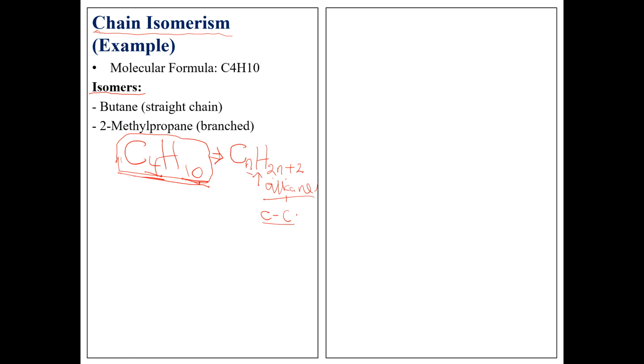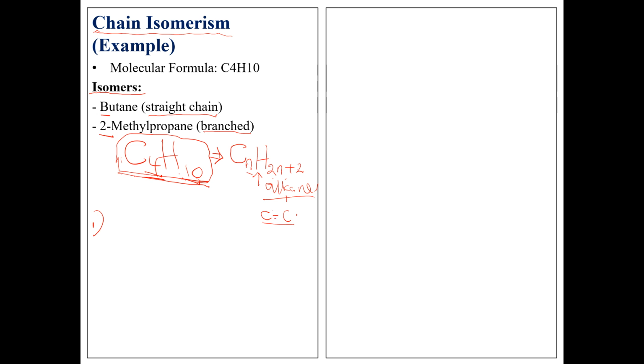So let's see. They have given us the first example as butane, and butane is a straight chain, while we have another one which is 2-methyl propane, which is a branched chain. So we can just draw their structures. Even if they had not given us these names, we can generate them by ourselves using this format that we have started with. We already have the molecular formula. We see where it is originating from, what is the functional group.